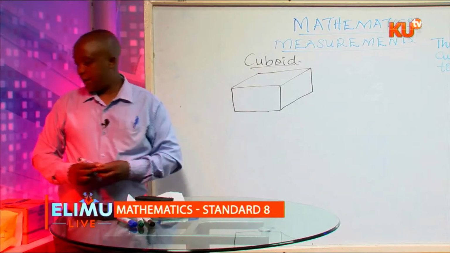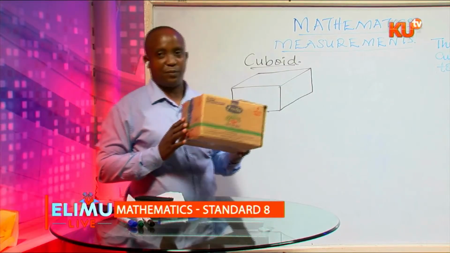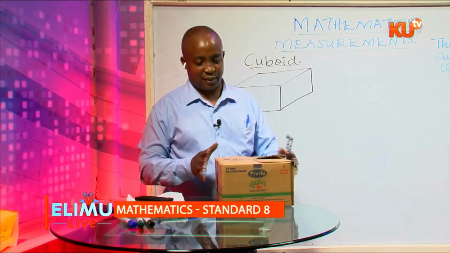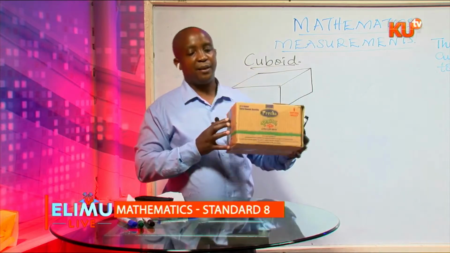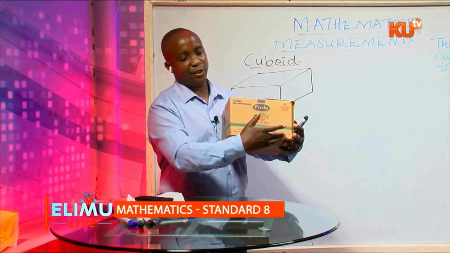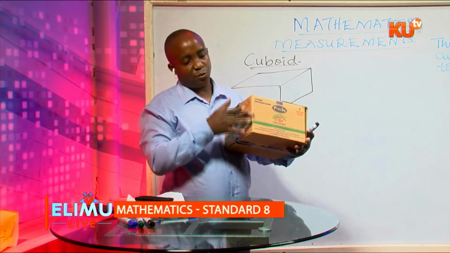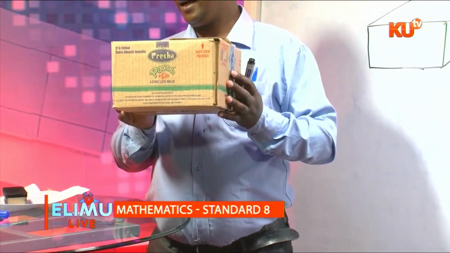Now it will look like that. Now we say that a cube has all sides equal, but when we have a cuboid it looks like this. So this is a box. Now when we have a box, we are going to have this edge, this one, and this one. So this one and this one are not equal in this case.